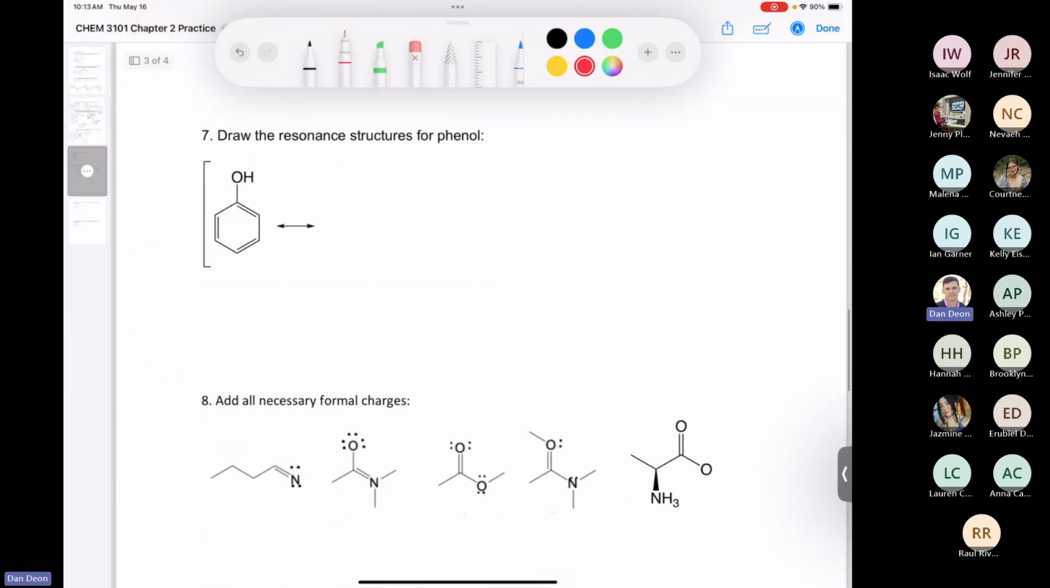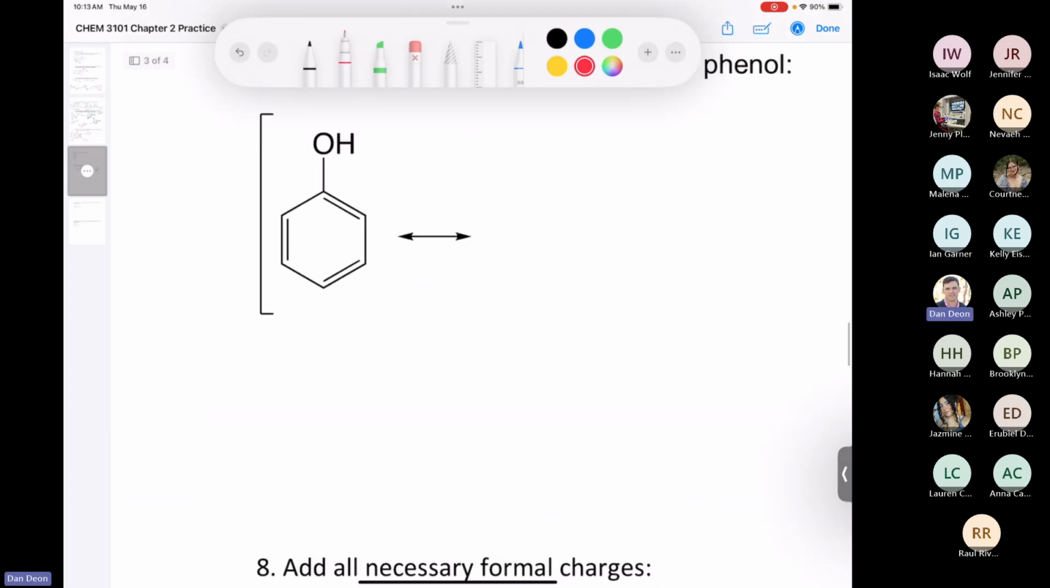All right. Let's see if we can draw all the resonance forms for phenol. So this is phenol, and we're missing some lone pairs. Where are the lone pairs missing on this guy? Anybody? Where are the lone pairs missing in phenol? On the oxygen, exactly. There's two lone pairs missing on the oxygen, right? Remember water, when oxygen is neutral, it has two bonds and two lone pairs. Okay, so it's missing two lone pairs.